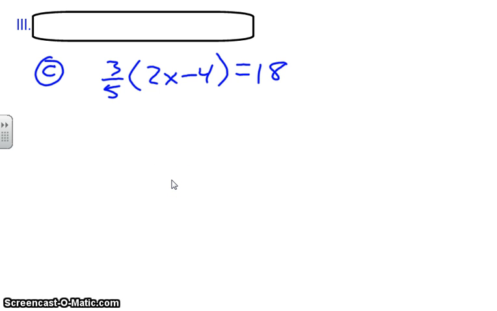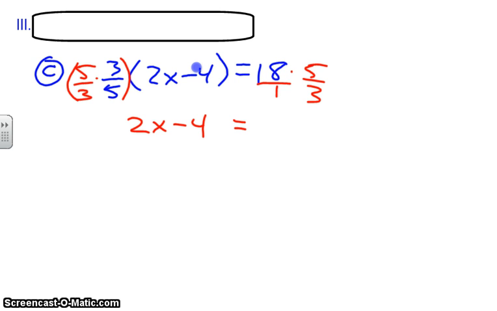And I bet you're saying multiply by the reciprocal. If we multiply by the reciprocal right now, we won't distribute a fraction across this expression, which would leave us with a lot of tricky fractions. So remember, when we multiply reciprocals, we get 1, right? So 1 times 2x minus 4 leaves us with simply 2x minus 4 equals 3 goes into 18 6 times, right? So 6 times 5 is 30. Now we're back to a basic two-step problem.